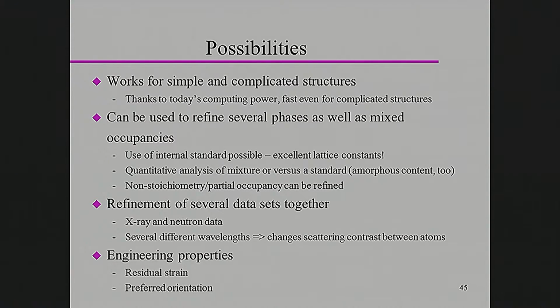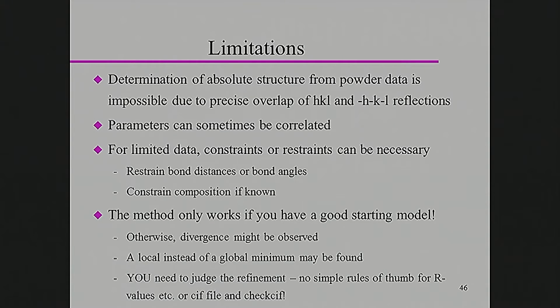There really aren't many limitations. Okay? You can refine engineering properties. The limitations are that you can't determine absolute structure, for starters. HKL, H bar K by L bar overlap completely.